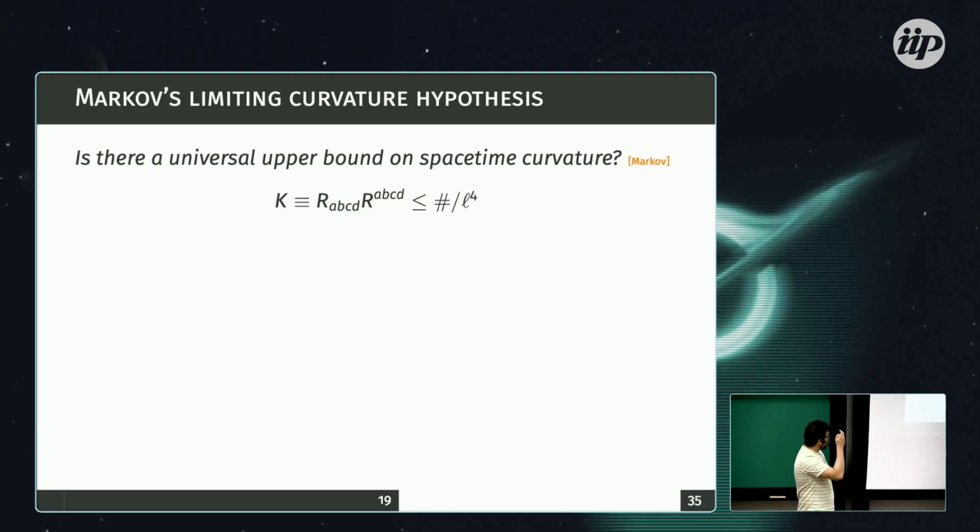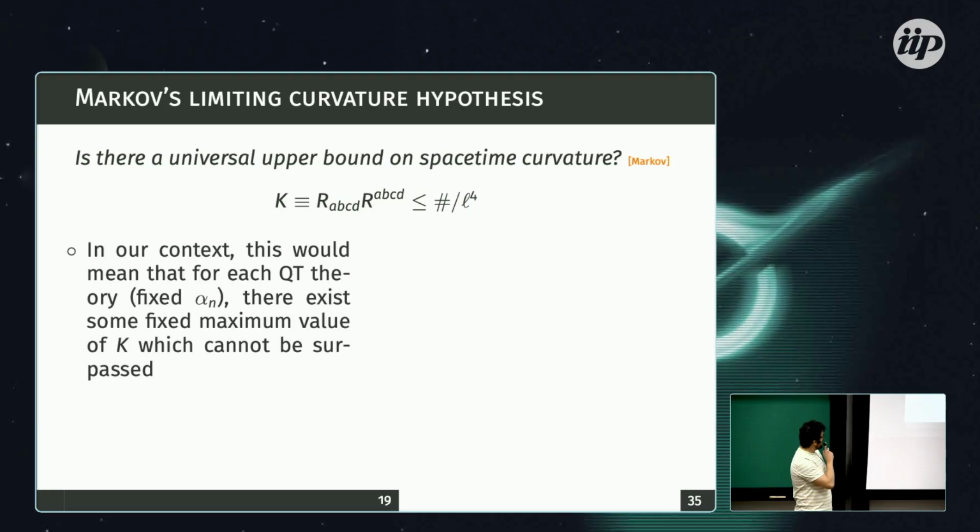So this is an idea that was proposed at some point, but actually in our context, this would mean something precisely. And what it would mean is that if I fix the alpha n, so I consider a particular theory, there should exist some maximum value of the curvature which cannot be surpassed.